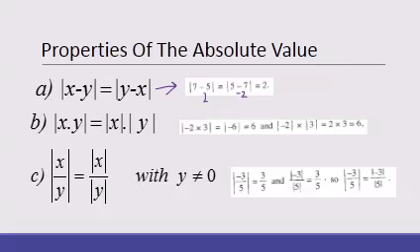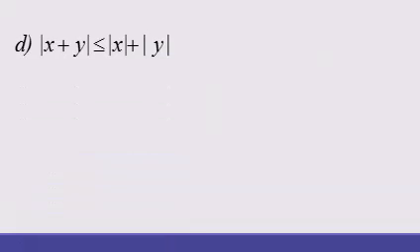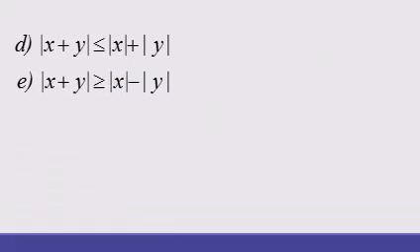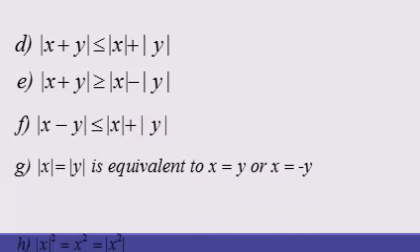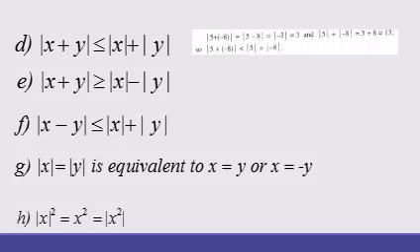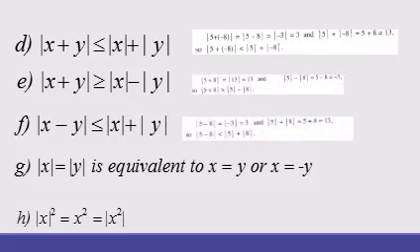Absolute of x times y is the same as absolute of x times absolute of y. And absolute of x over y is absolute x divided by absolute y. We can check the following example. Also, absolute of x plus y is less than or equal to absolute of x plus absolute of y. Absolute of x plus y is greater than or equal to absolute of x minus absolute of y. These are properties. If you just look at the example beside them, you will see that it's valid. Okay?